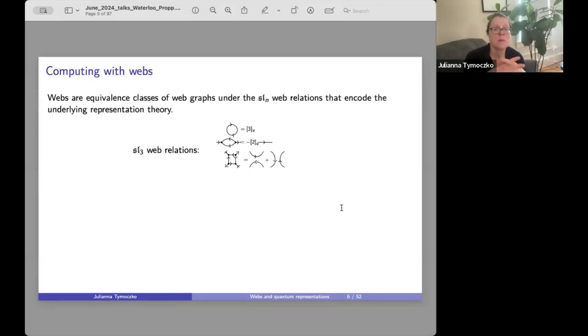All right, so what a web is: you've got a whole bunch of web graphs. They have relations that are encoding a statement of, here are two vector spaces that appear different, but they are actually the same according to some algebraic operations. So you have those web relations, and if you take an equivalence class of graphs under those relations, that's what a web is. So for SL3, here are the relations.